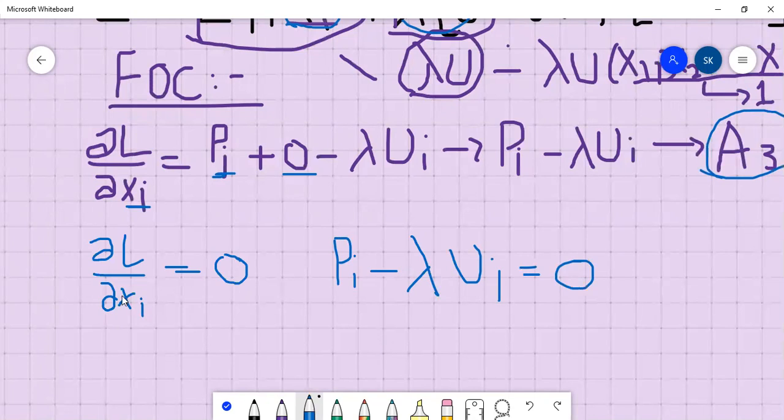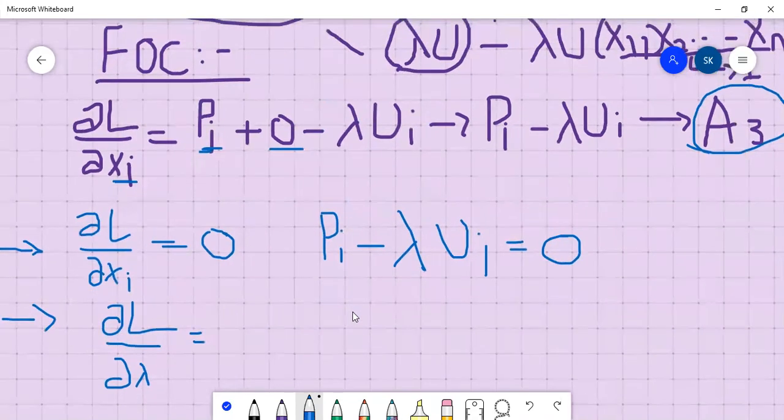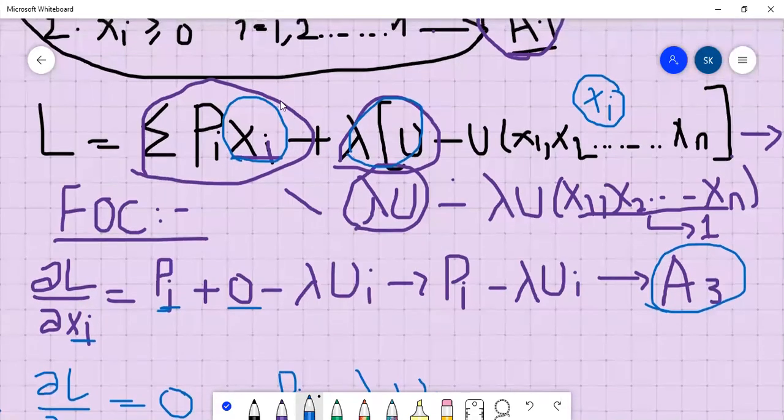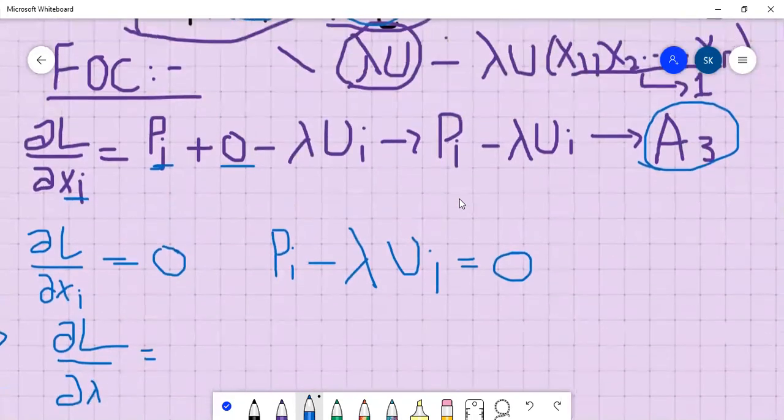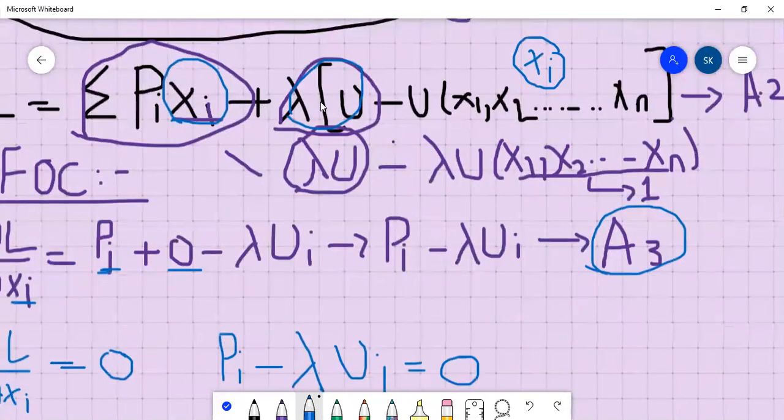Now, what would be our second partial derivative? Our second partial derivative will be curly L over curly lambda. Now we can see that if we take the derivative of this function, over here there is no lambda, so this whole term will become equal to 0. Lambda is multiplied with u and u(x1, x2 till xn). That is, it is multiplied with u(xi). So therefore, the first value will become equal to 0. Then we have plus lambda u.